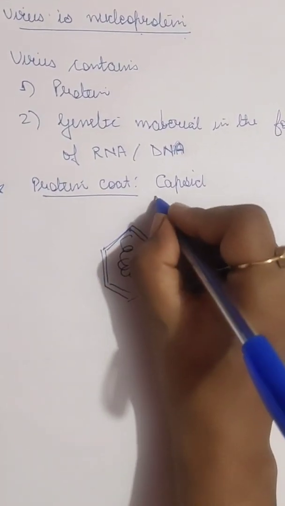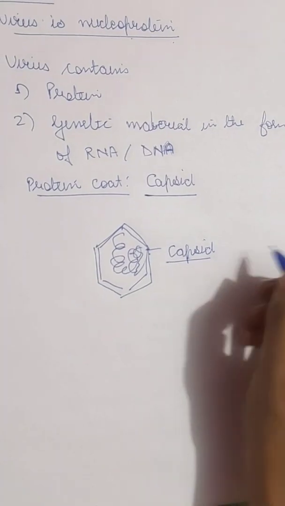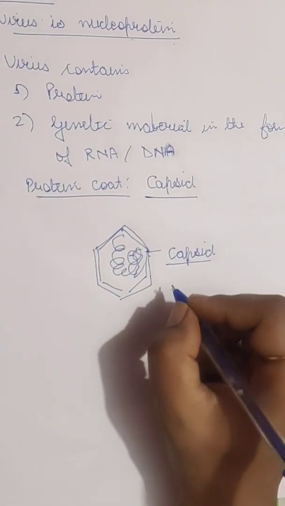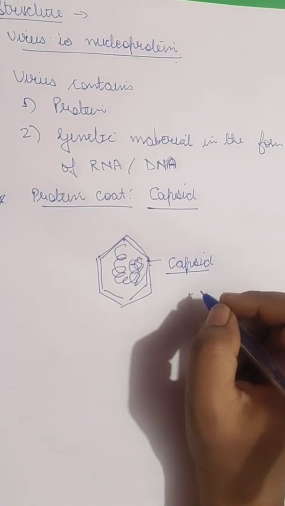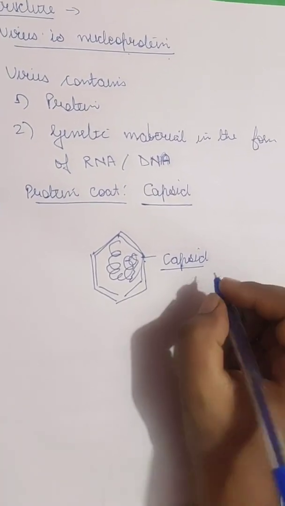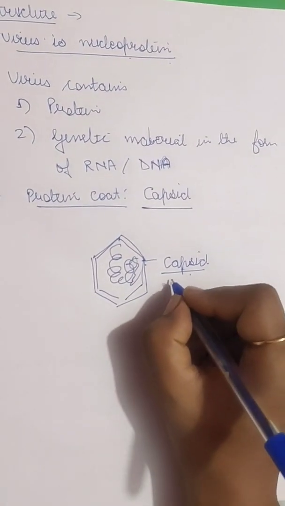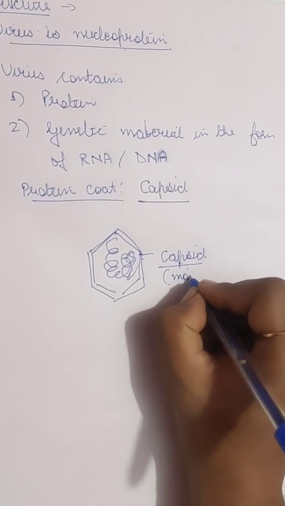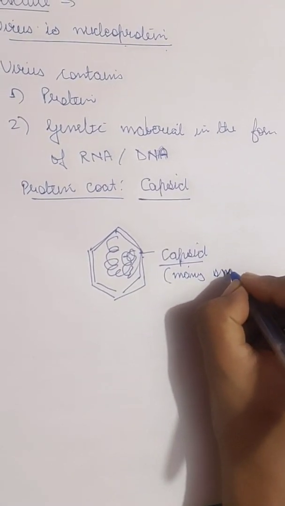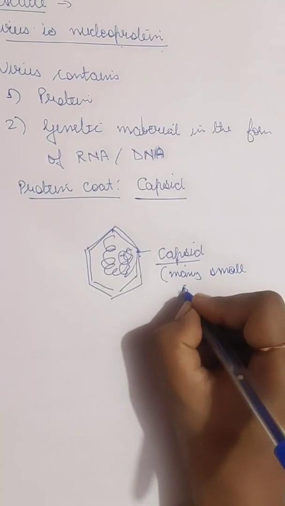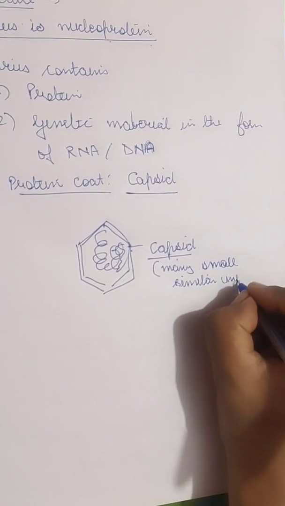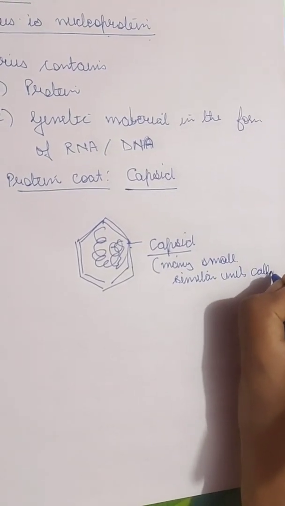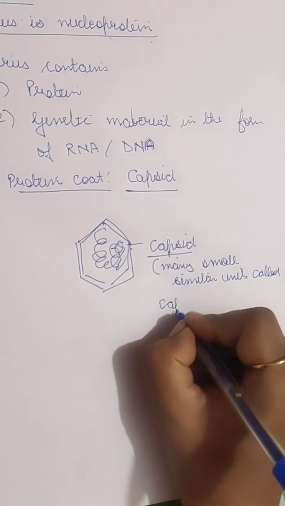Now what is this capsid made up of? It is made by the helical arrangement of identical small, similar units called capsomeres.